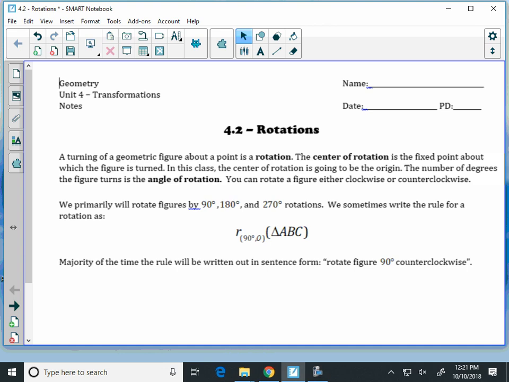We sometimes write a rotation like this. You might see it like this sometimes. Okay? There's a little r, which stands for rotation. It has the degree or angle of rotation. O stands for origin, because again, we're always going to be rotating about the origin. And then the figure you're rotating. So if you see it written like that, that's like saying, hey, take triangle ABC, rotate it 90 degrees about the origin. That's what that's saying.